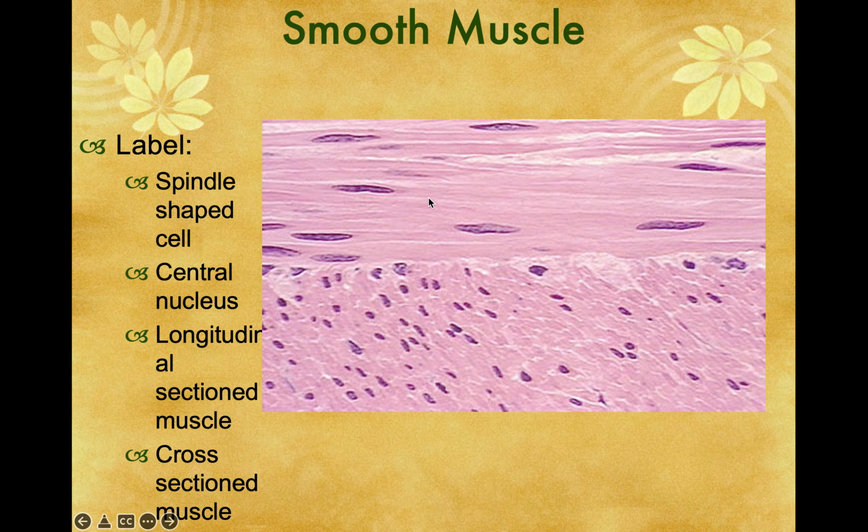You should have labeled spindle-shaped cells, which are any of these cells that you can see in the longitudinal section. You should have labeled the top portion longitudinal section and the bottom portion cross section. And all of these purple dots are central nuclei. So you will give yourself 2 points for the sketch and 4 points for labeling, so 6 points total.